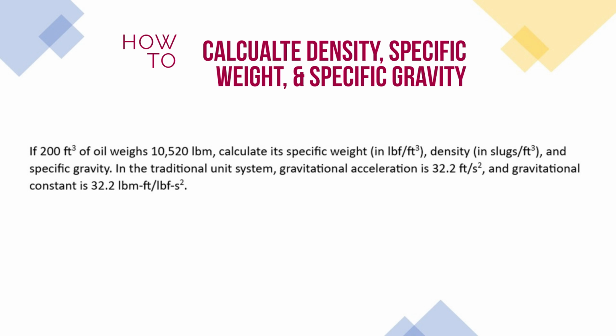Note that in the traditional unit system, gravitational acceleration is 32.2 feet per square second, and gravitational constant is 32.2 pound mass feet per pound force square second.